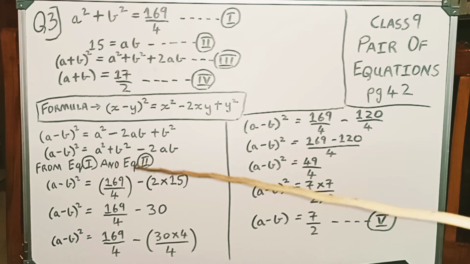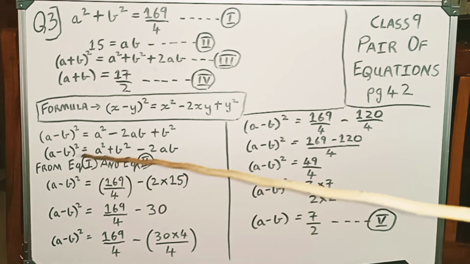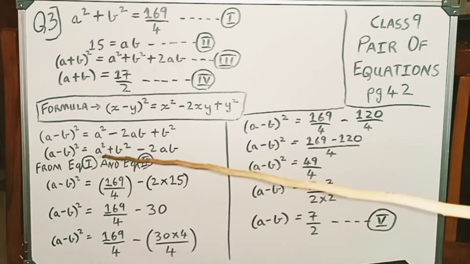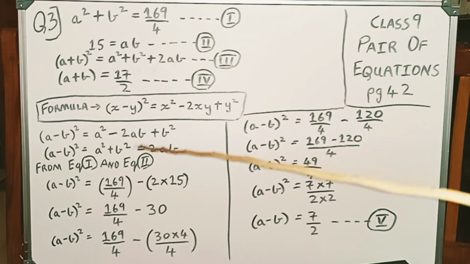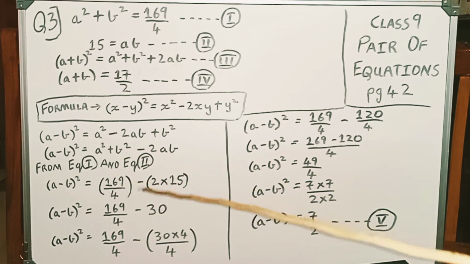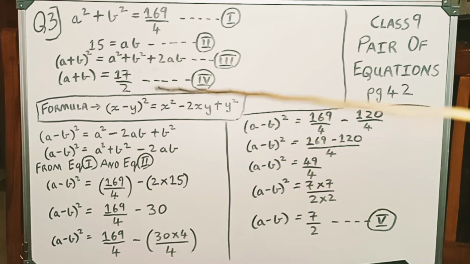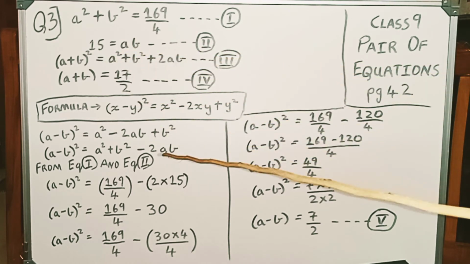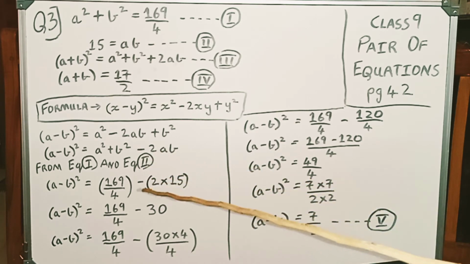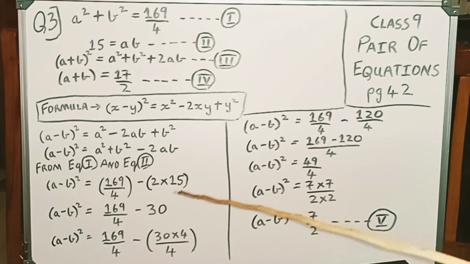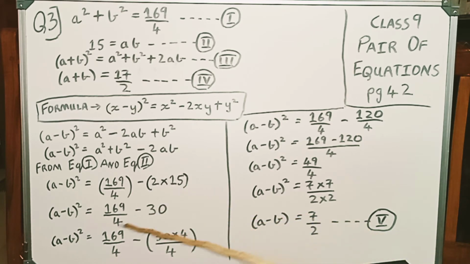So from equations 1 and 2, (a minus b) the whole square will come down as it is. Instead of a square plus b square, you will be putting 169 divided by 4. This is from equation number 1. 169 divided by 4 minus 2 into, what is ab? 15. So that is minus, be careful of the minus sign, minus 2 into 15. That you will get 30. (a minus b) the whole square is equal to 169 divided by 4 minus 30.